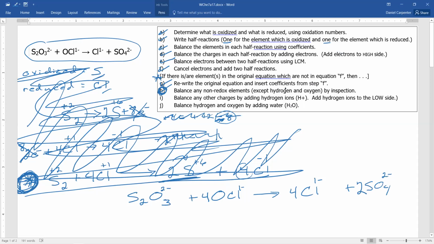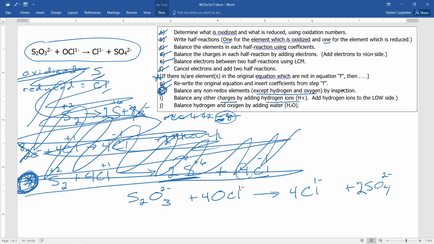So balance any non-redox except hydrogen and oxygen. Well, that's all we got is oxygen, so we don't need this step, like usual. Next, balance any other charges, except now we're not adding electrons, we're adding hydrogen ions, H+. Now, folks, careful. This works kind of like the previous step, D, except it doesn't work exactly like D.